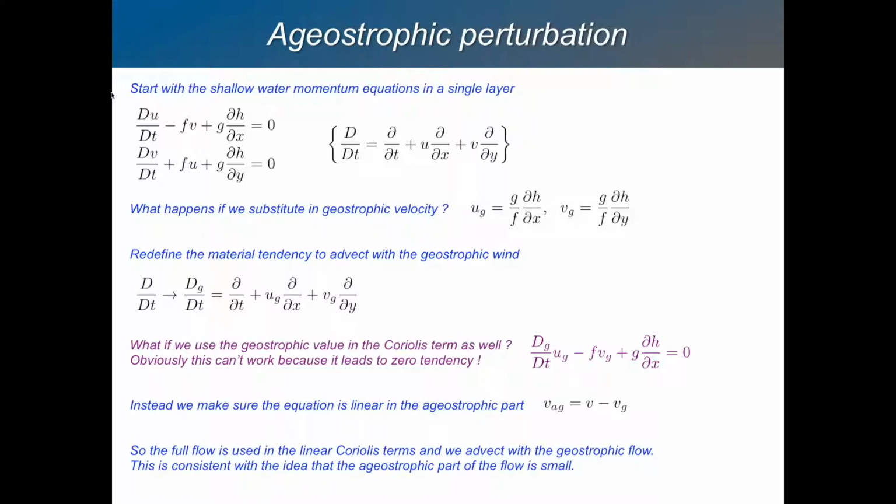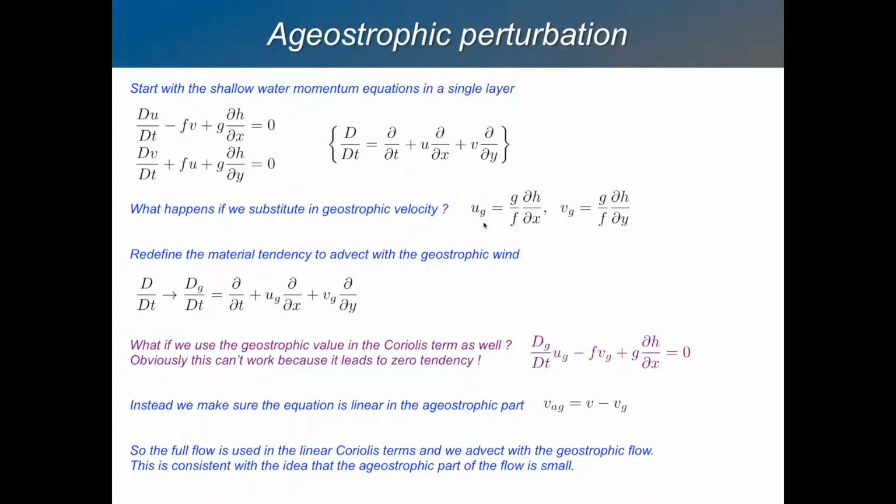So we'll start with the shallow water momentum equations again. And this is the complete shallow water momentum equations. And this is the substantial derivative operator, so d by dt plus advection. And so let's just ask the question, what would happen if we just assumed the flow was geostrophic and we substituted it into these equations?